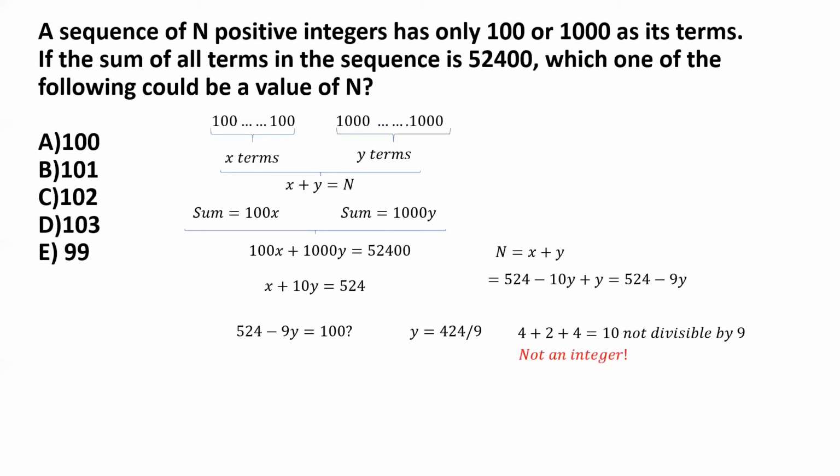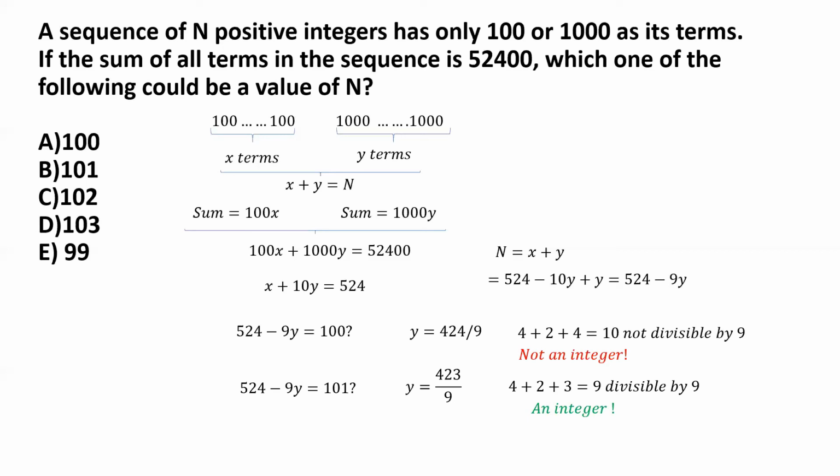So next, consider the value 101. So 524 minus 9y equals 101. And again, we do the same thing and solve for y. This time we have y equal to 423 by 9. Again, without performing the division, we check whether 4 plus 2 plus 3 is divisible by 9. It turns out that 4 plus 2 plus 3, the sum of the digits, is equal to 9, which is obviously divisible by 9. So 423 by 9 will be an integer.